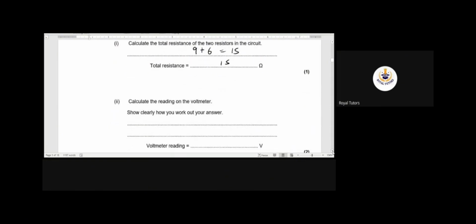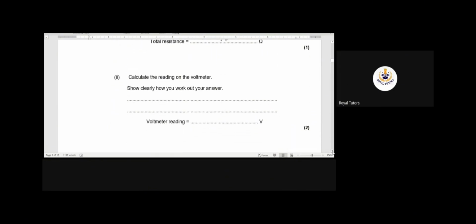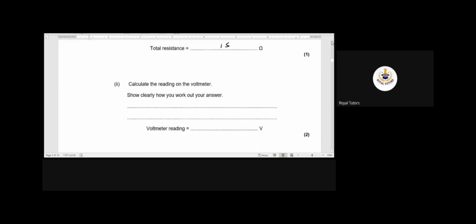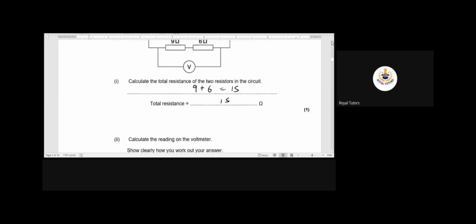The next question is to calculate the reading on the voltmeter. You have to show clearly how you work out your answer. It's very simple.